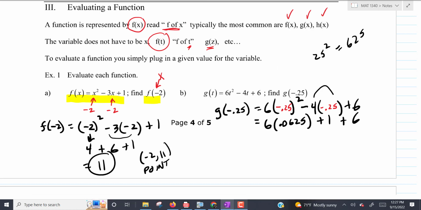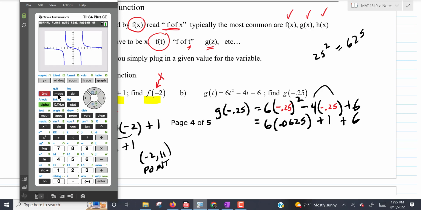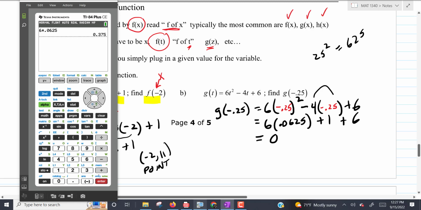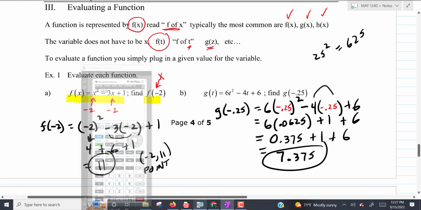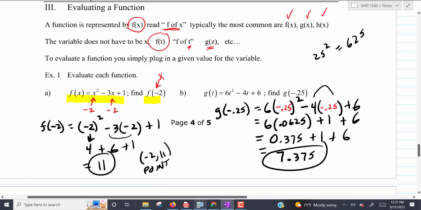Now the 6 times 0.0625, I don't want to mess with that, so I'm going to go ahead and get the calculator out. Okay, 6 times 0.0625 is going to give 0.375, plus 1 plus 6. So that would be 7.375 like that. I think students would be wise to learn to do as much arithmetic in their head as they can.